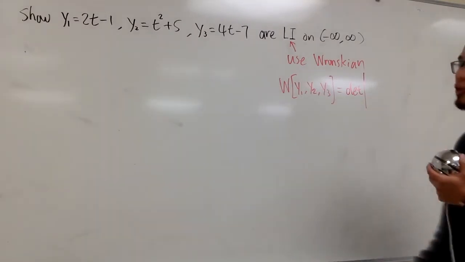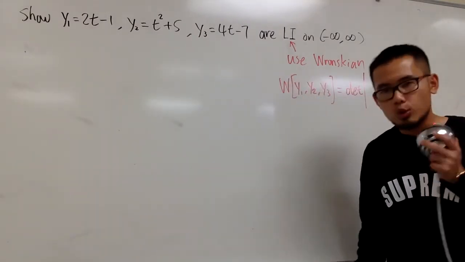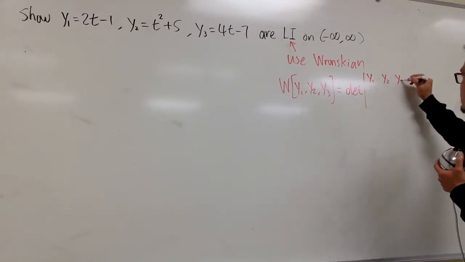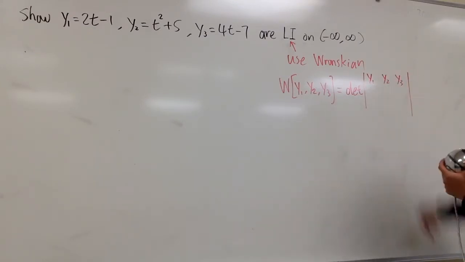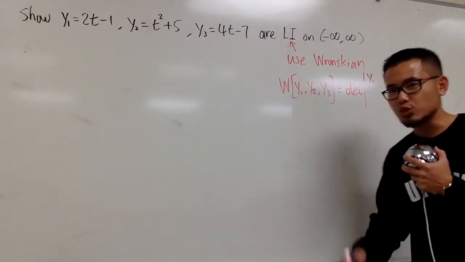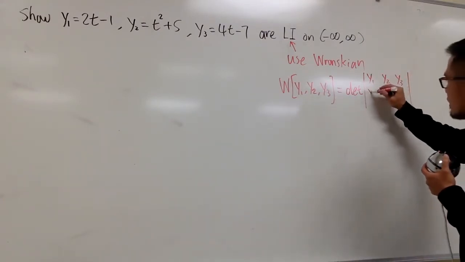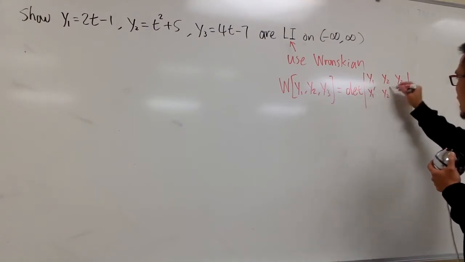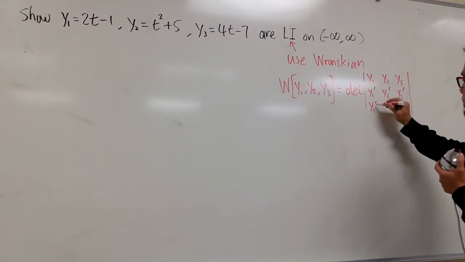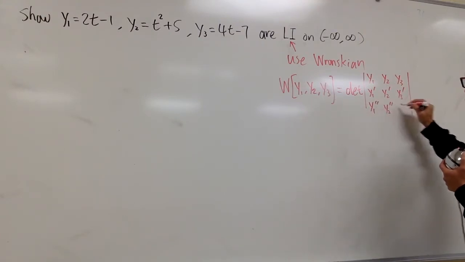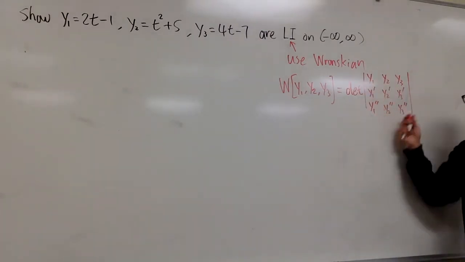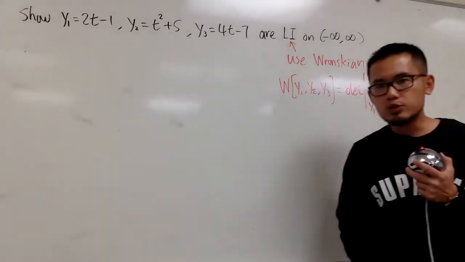The first row is just the original functions, y1, y2, y3. The second row is the first derivatives, and the third row is the second derivatives. So here, this is y1 prime, y2 prime, and y3 prime. And then the last row is y1 double prime, y2 double prime, and y3 double prime. And you are going to work out the determinant of this 3 by 3 matrix.